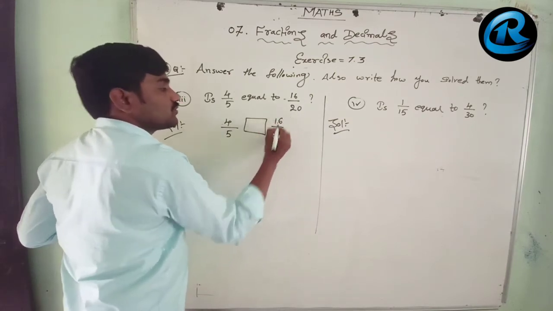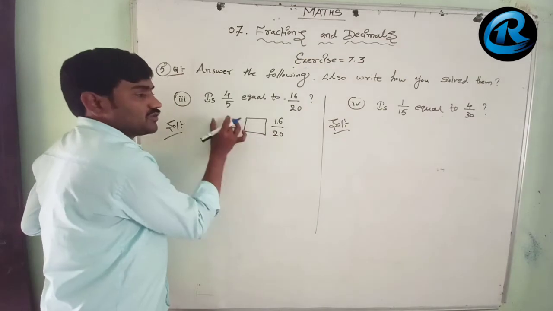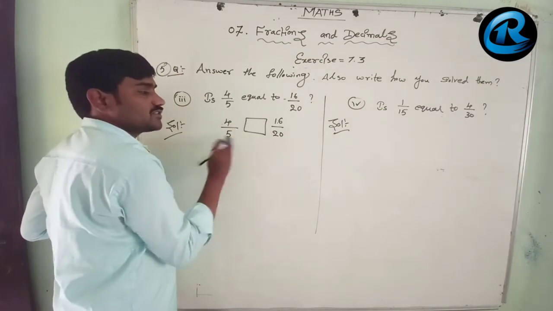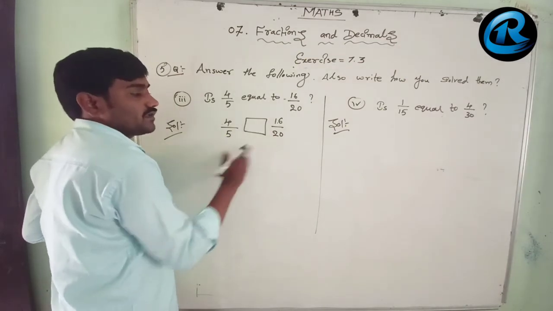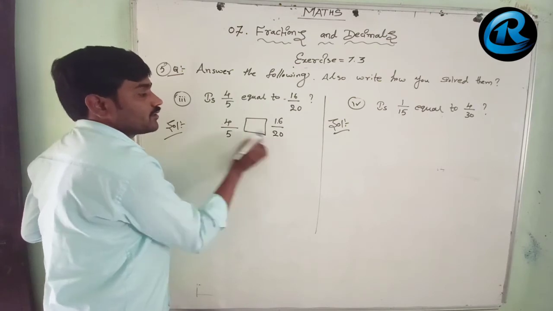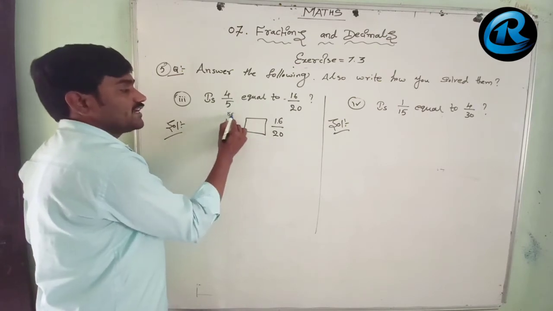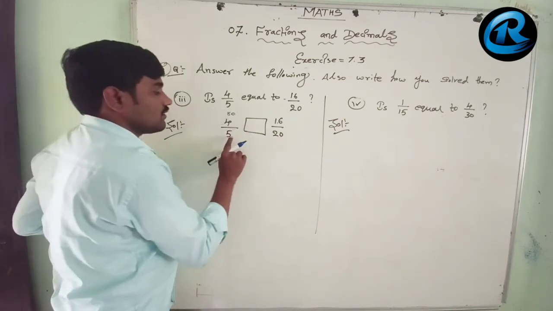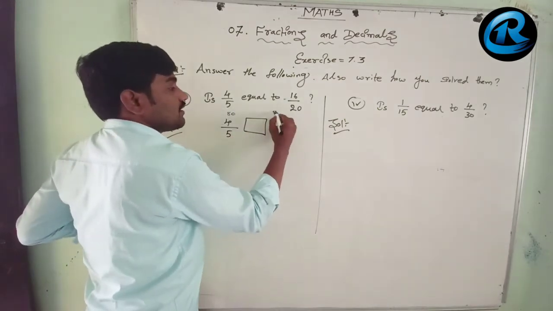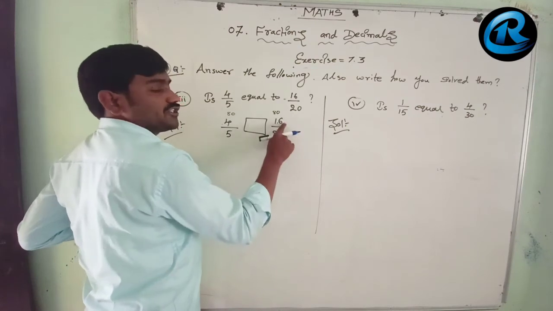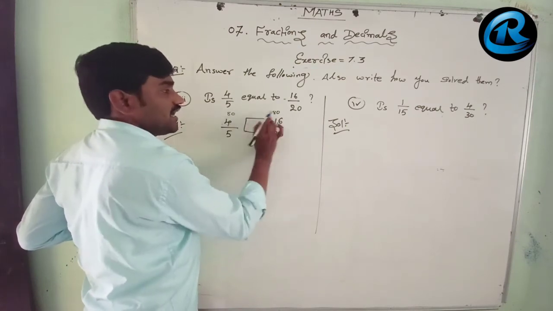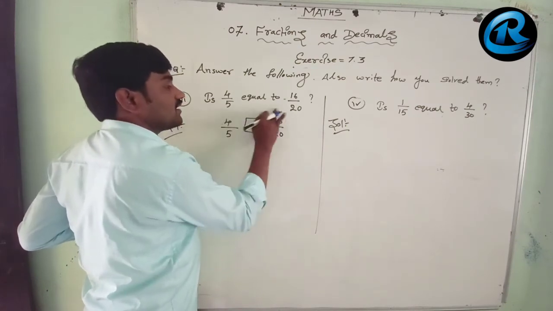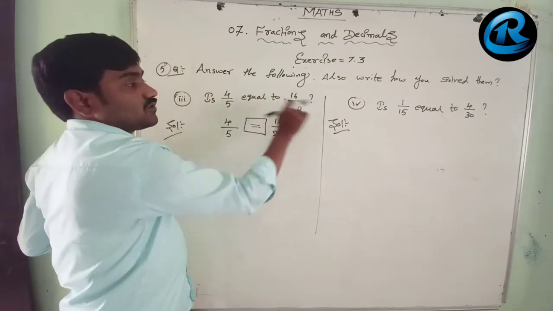How to check? As I told you, you multiply these two. Multiply the numerators first, because then the denominators easily become equal. So let us compare the numerators. 20 into 4, that is 80. 5 into 16 is 80. 80, 80, both are equal. So yes, 4 by 5 is equal to 16 by 20.